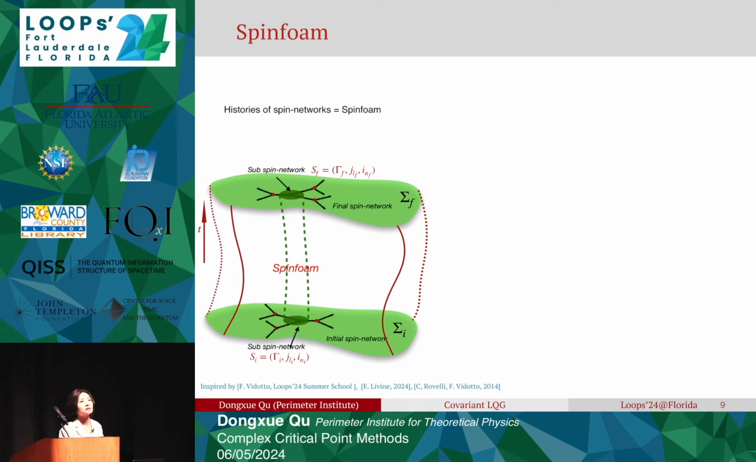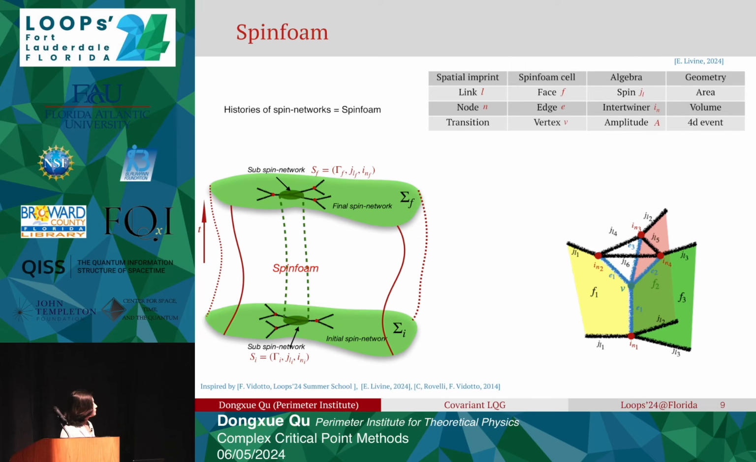This gives us spin foam. In other words, spin foam is the histories of spin networks. And this is a spin foam with some spin networks on the boundary. So the spin foam face is the evolution of the spin network spins, or the links on the boundary, and the spin foam edge is the evolution of the spin network nodes. The intersection of the spin foam faces gives us the vertex.